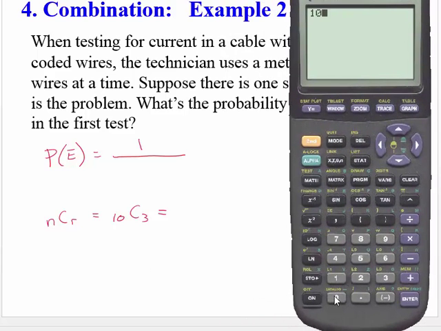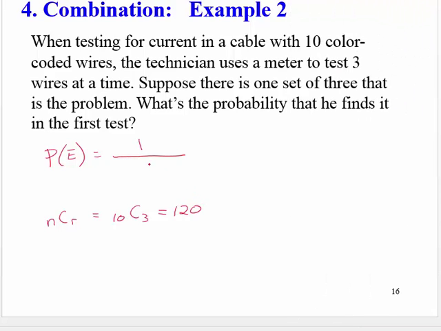So let's bring in our calculator. So 10, math, probability, and down here is NCR. And then we put 3, and we get 120. So 1 over 120, and that is equal to 0.00833.